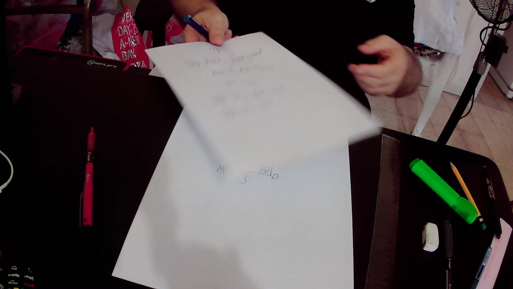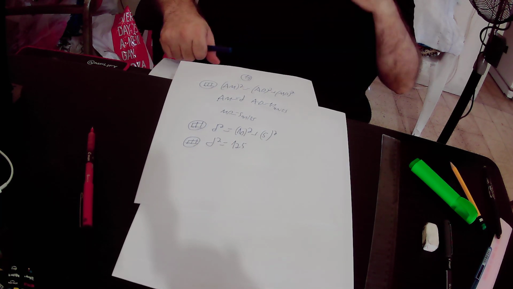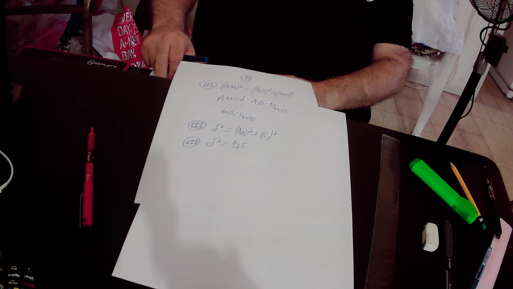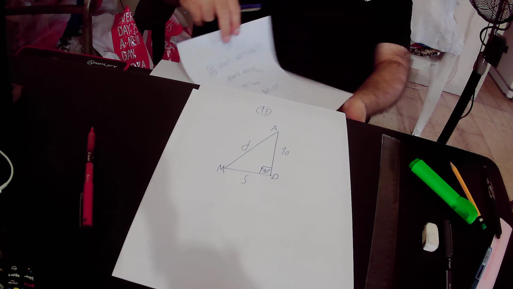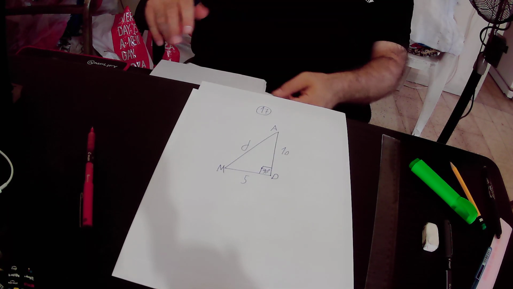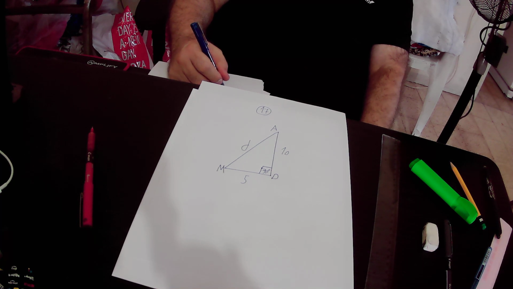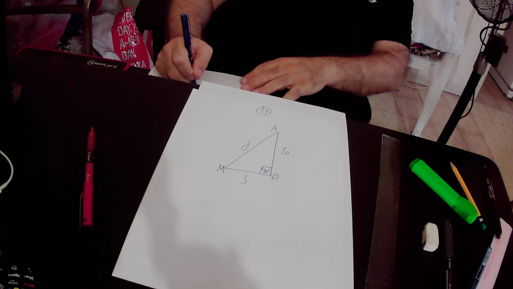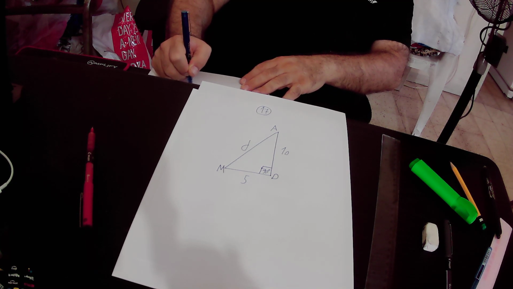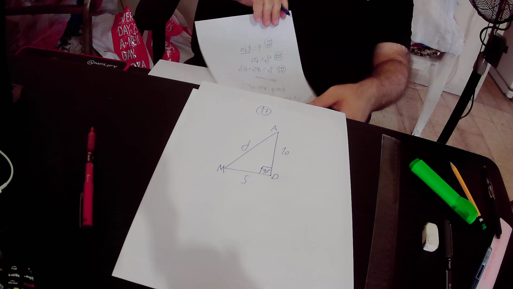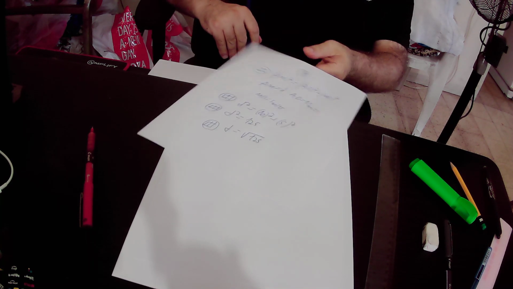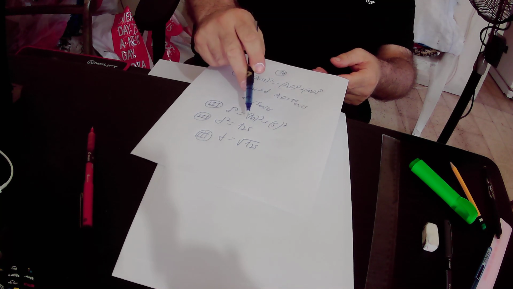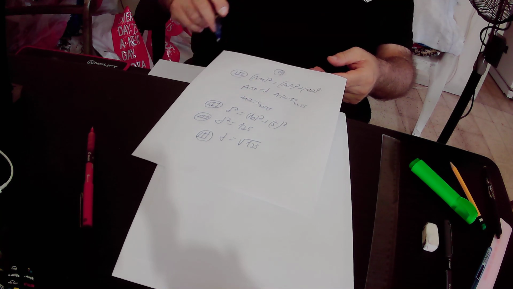So we got that d squared equals 125. We'll take a root out of equation number 3, and we get that d equals root 125.